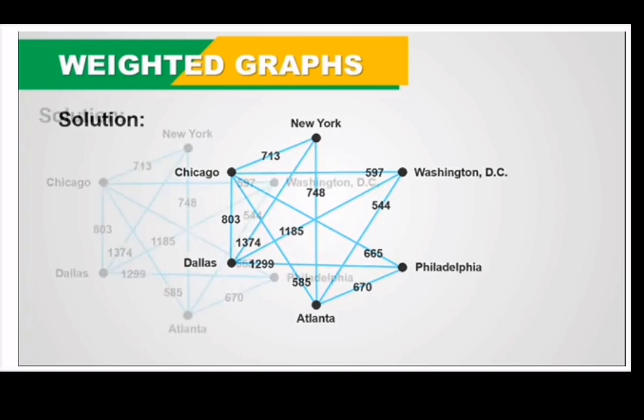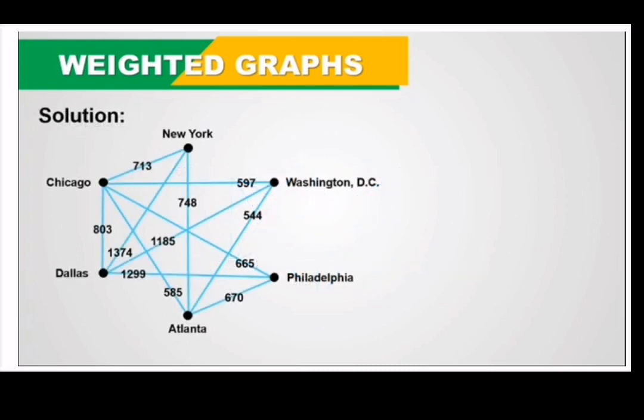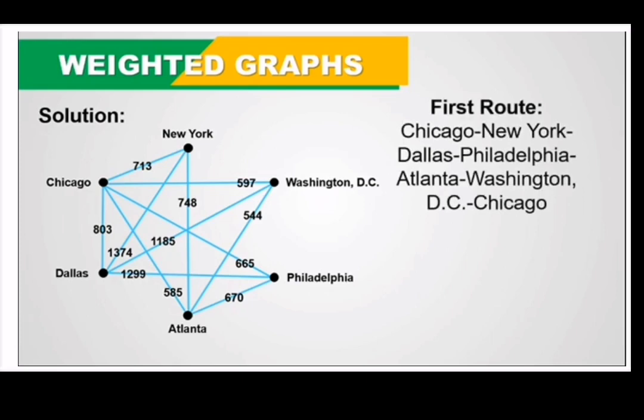Now, we will try to find a route, specifically a Hamiltonian circuit, because that is what is asked in the given problem. So let's try this route. If we start from Chicago and then go to New York, to Dallas, then to Philadelphia, then to Atlanta, then to Washington, D.C., and then back to Chicago, this is a Hamiltonian circuit. Try to watch the video on Hamiltonian circuits first in order to understand what Hamiltonian circuits are and to understand this situation. So this is our first route.